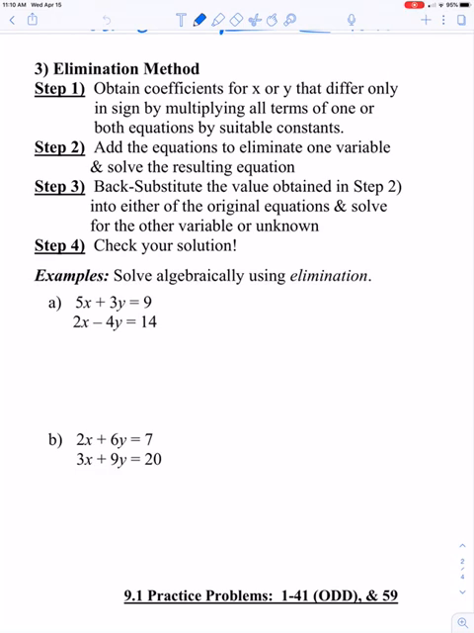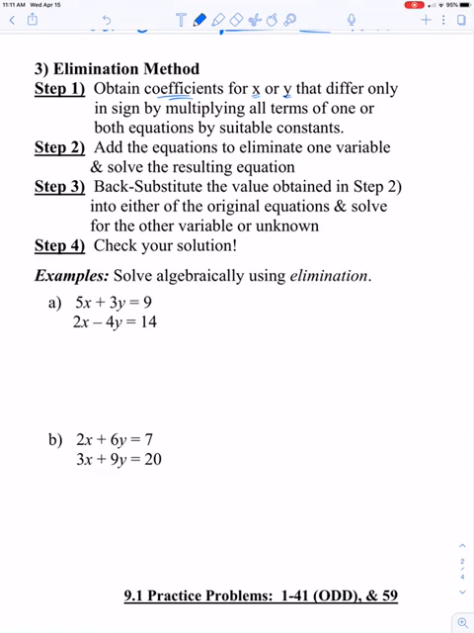So with that, the elimination method says the goal, again, to get down to one variable, we're going to do that by obtaining coefficients for x or y that differ only in sign, which means make them opposites. Once they're opposites of each other, when we add them up, we can eliminate that variable from the system, and then we can solve for the remaining variable. So we're going to try to eliminate by addition. Once we eliminate by addition, we get our one variable, solve for it, back substitute to get the other half, and of course check our answer. So again, you've got the steps broken down for you.